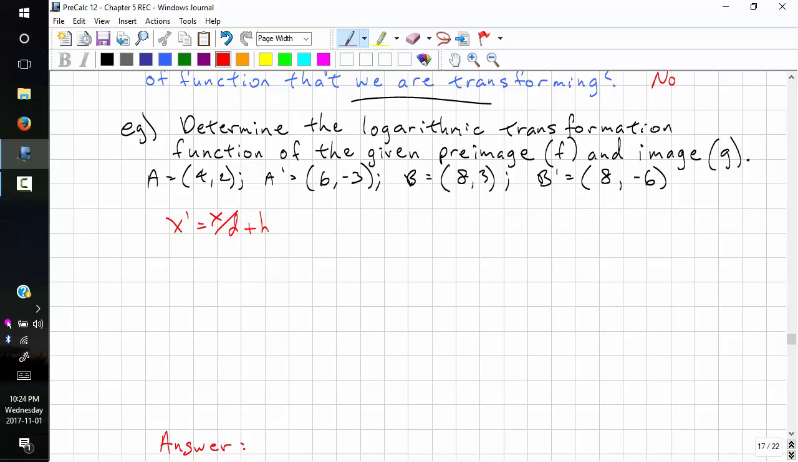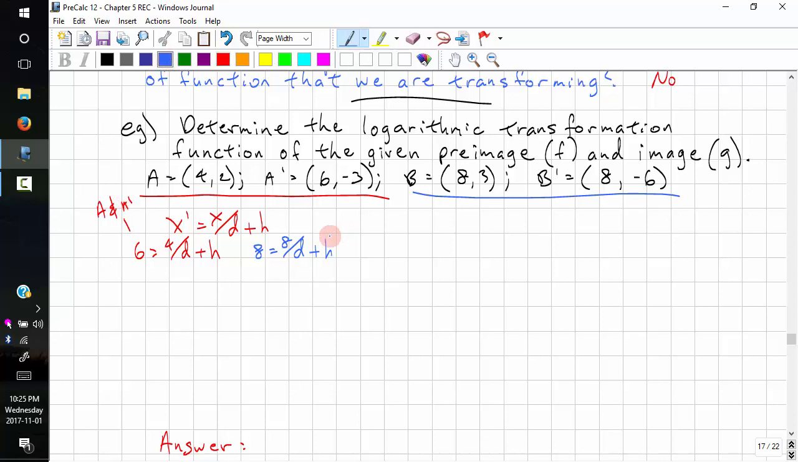And we substitute. We're going to do this one in red. We're going to do this one in blue. Okay, so we have 6 equals 4 over d plus h. Over here, we have 8 equals 8 over d plus h. A and A prime. B and B prime.